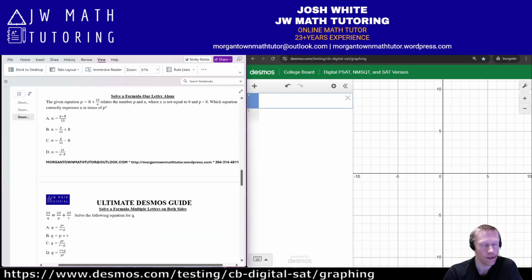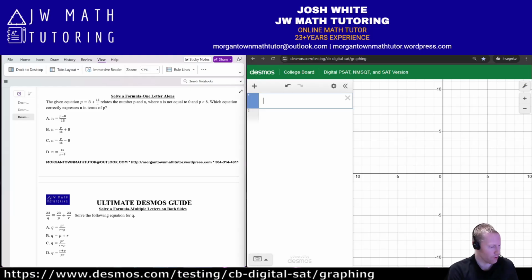So here is a formula: P equals 8 plus 15 over n. Now, you're given some conditions here. We don't really need to worry about that so much. And essentially what you're doing here is you're solving this formula for n in terms of p.